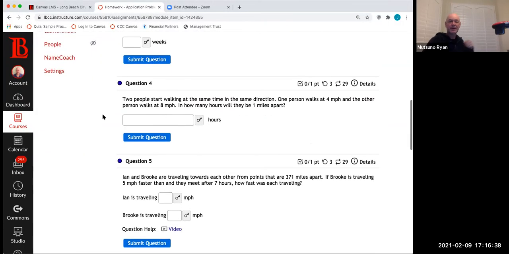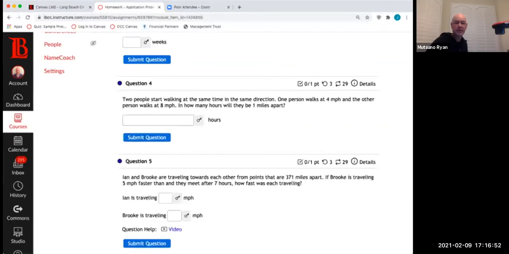Two people start walking at the same time in the same direction. One person walks at 4 miles an hour, and the other person walks at 8 miles an hour. In how many hours will they be 1 mile apart? So let me adjust this while you read that. And of course, if you need to pause it, then pause it.